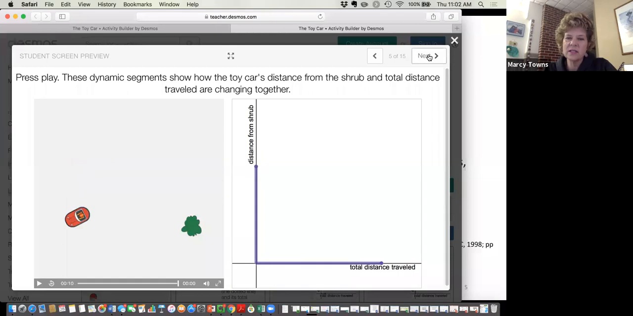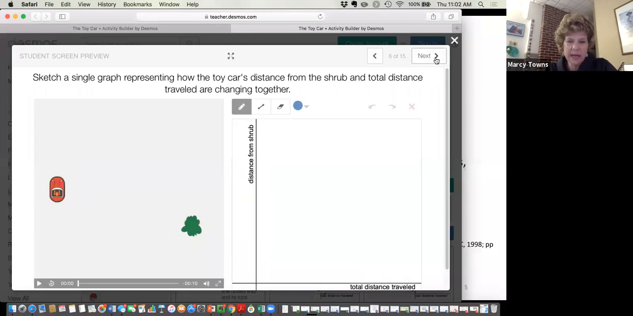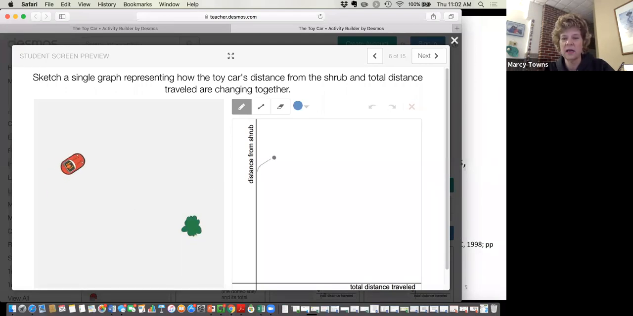And so then, of course, the next thing to do is to ask you, okay, in a single graph, represent how the toy car's distance from the shrub and the total distance traveled change together. So this is the heart of covariation. You've looked at one variable, you've looked at another variable, you've attended to how they are changing, and now you're going to try and figure out, okay, how do they change together? So I'm going to say, okay, it comes up, and then it goes down, and then it kind of comes back up, okay?